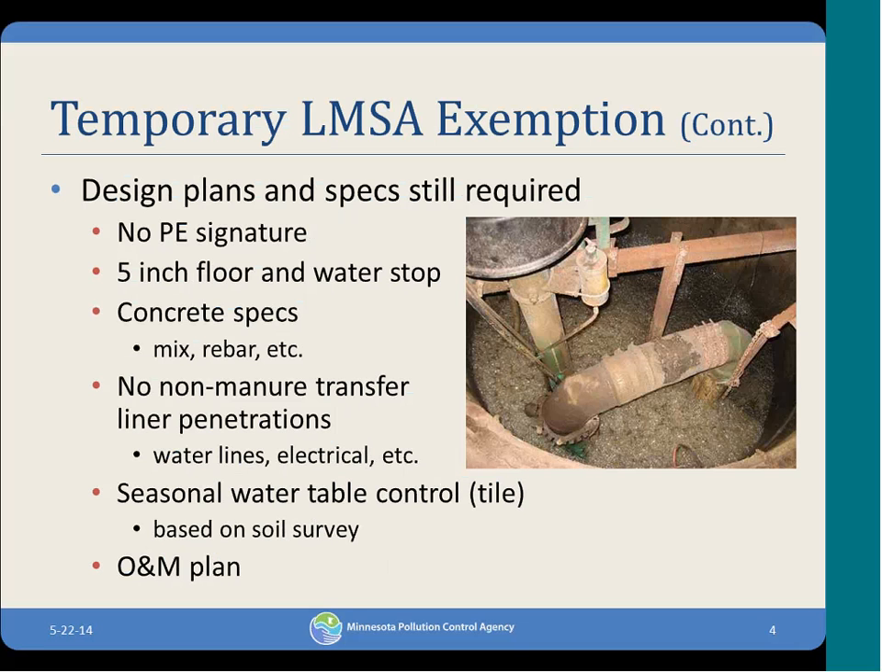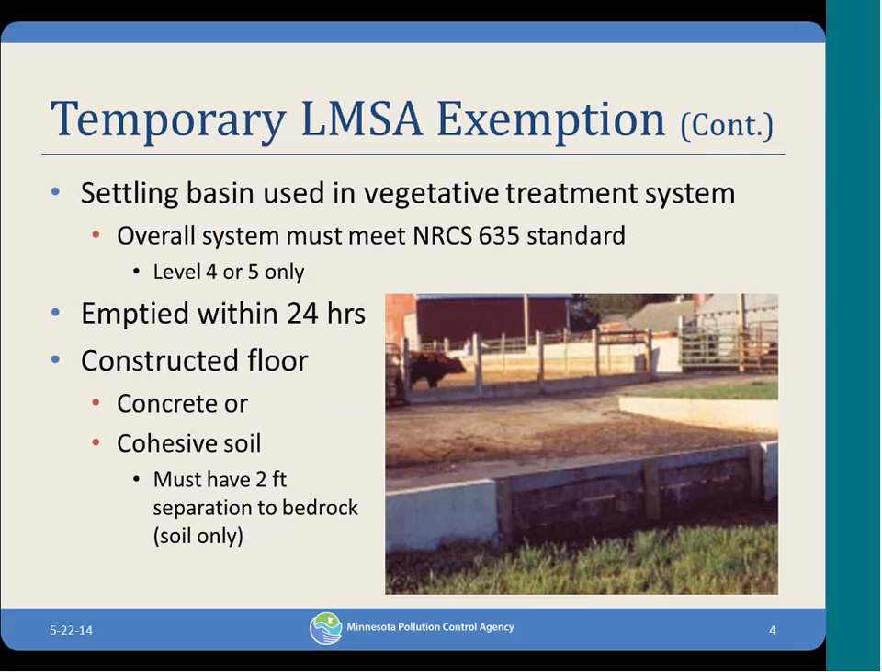The designs and plans are still required, but a professional engineer's signature is not. 5-inch floor and water stop is still required. Concrete specs are all still required. No non-manure transfer liner penetrations are acceptable. You can't penetrate that liner. And for seasonal water table, you still need to meet the distance to water table based on the soil survey, and you still do need to have an operation and maintenance plan.